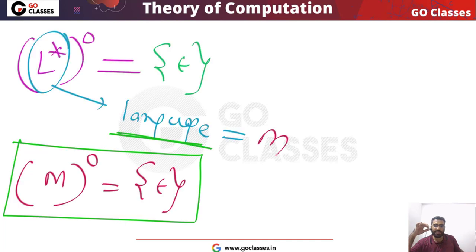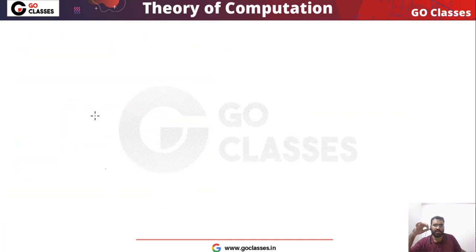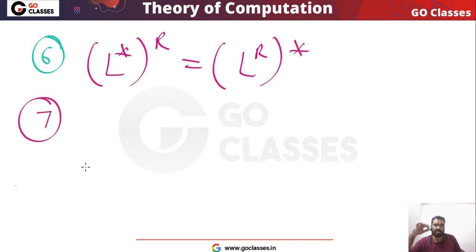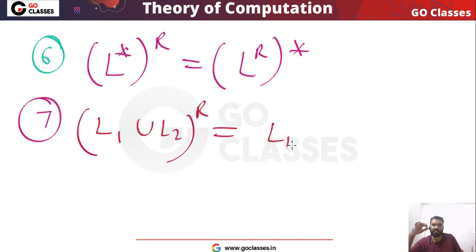Some more results that we have seen. If you do L star and then reverse, that is the same as doing reverse and then star. Some more results: (L1 union L2) reverse is equal to L1 reverse union L2 reverse. These are some of the results that we have seen. You can check out some more. These things are very easy.